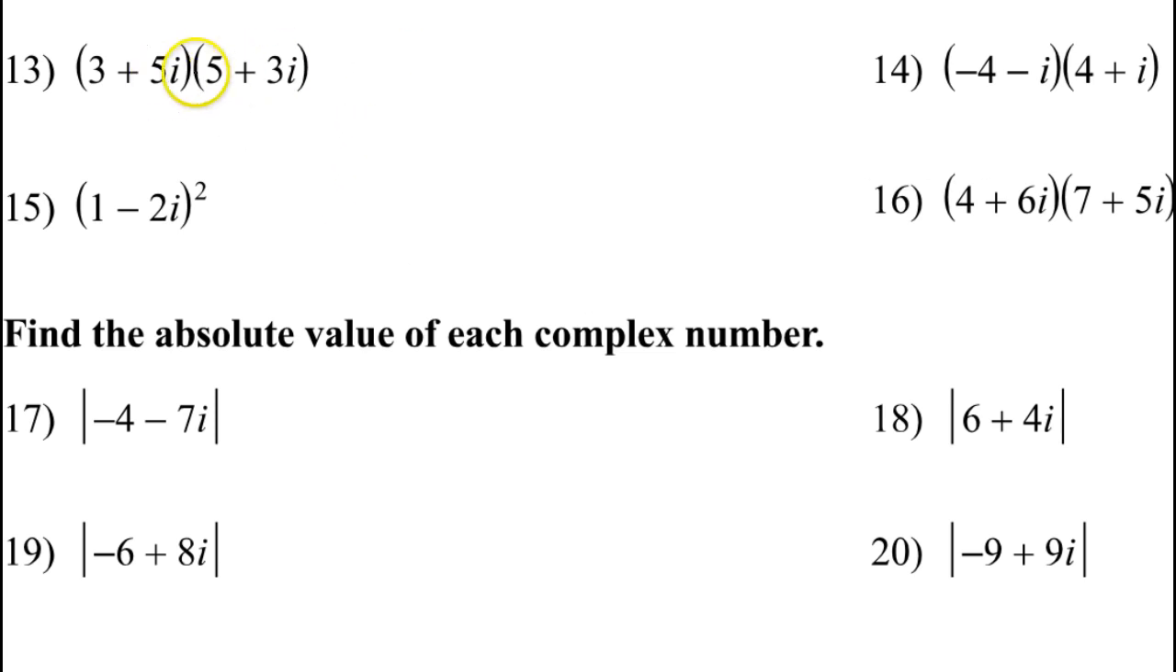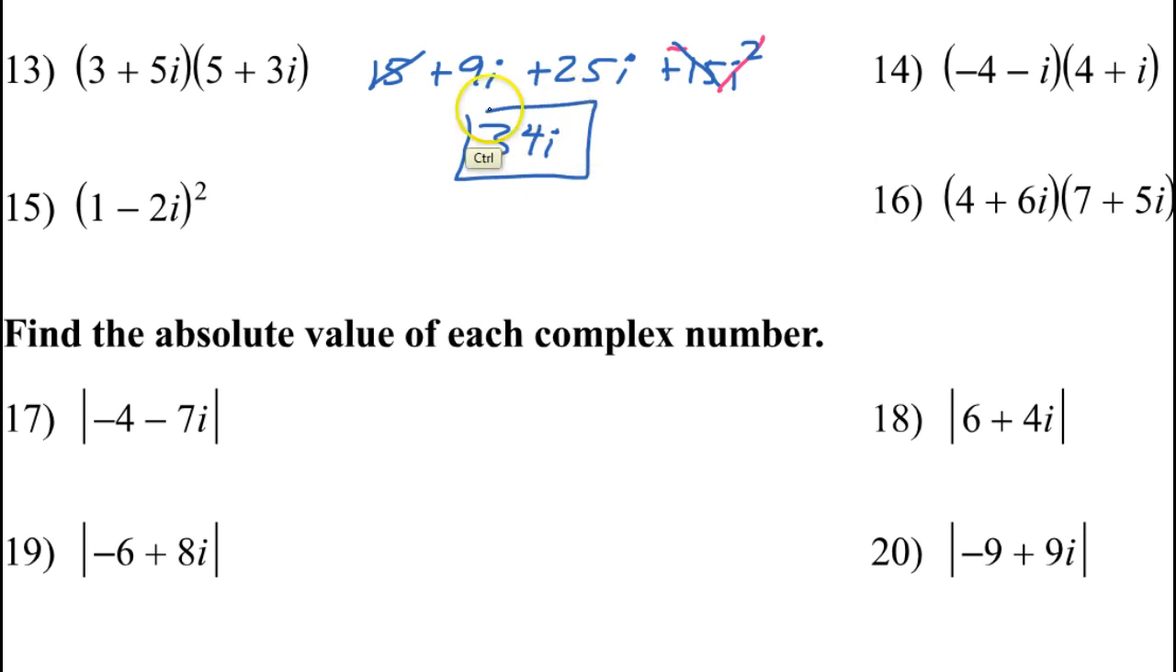Now number 13 is not a fraction, so all I have to do is FOIL this, or double distribute, whatever you want to call it. So 3 times 5 is 15. 3 times 3i is 9i. 5i times 5 is 25i. 5i times 3i is 15i squared. Now i squared is negative 1, so that's going to turn this positive 15 into a negative 15. Alright, so then I have 15 minus 15, so those cancel each other out. Okay, so these are gone now. So now I just have 25i plus 9i, which is going to be 34i. So that's the answer for number 13.